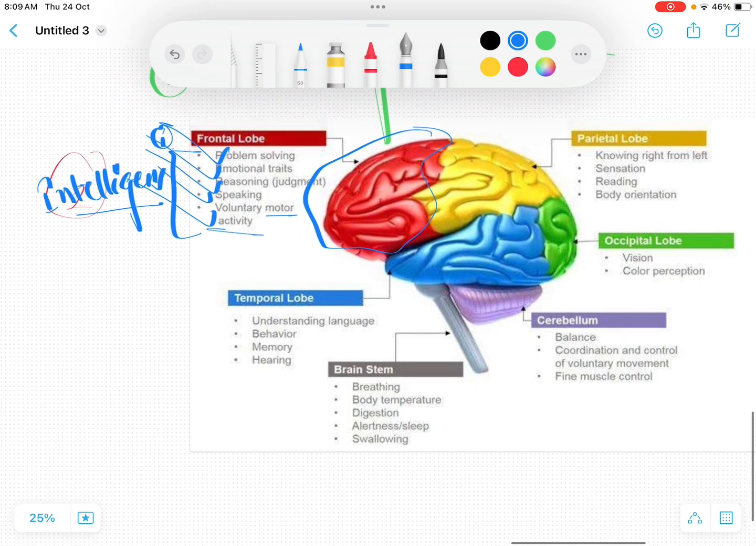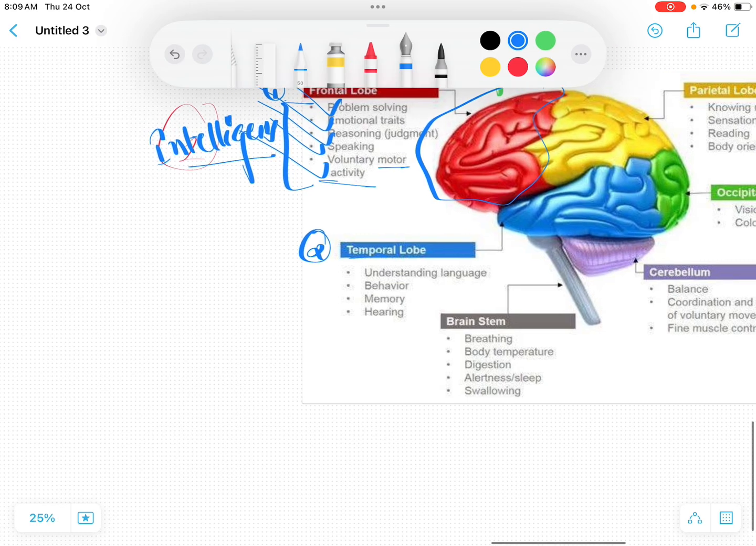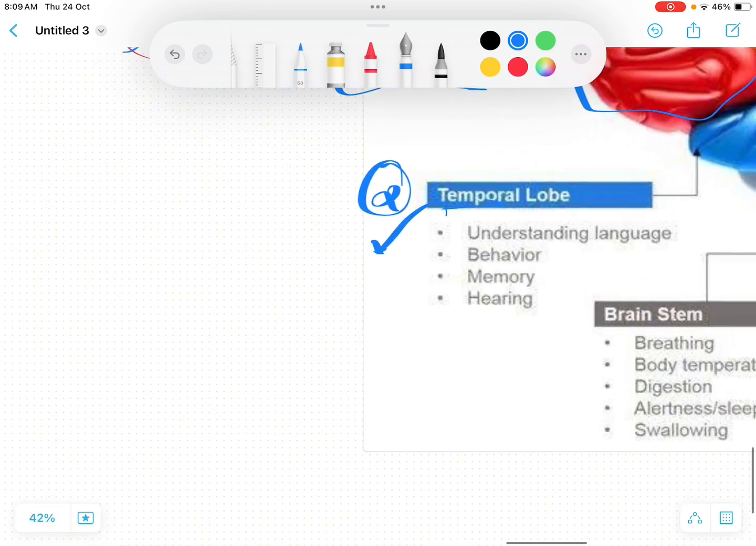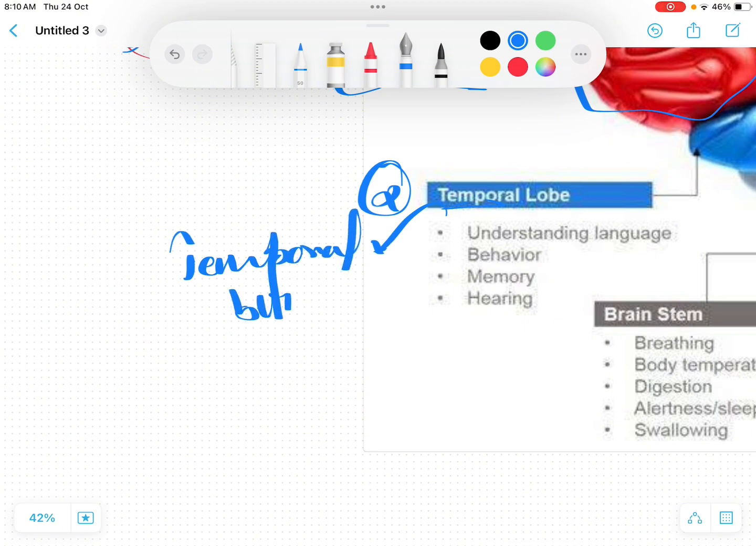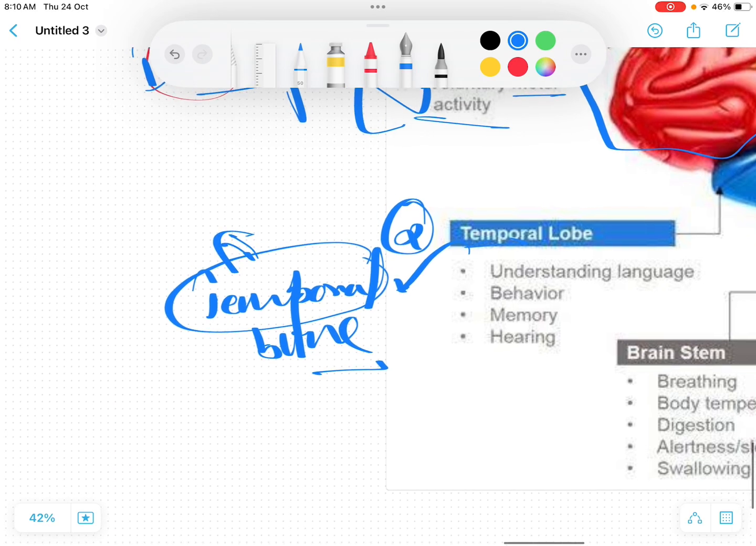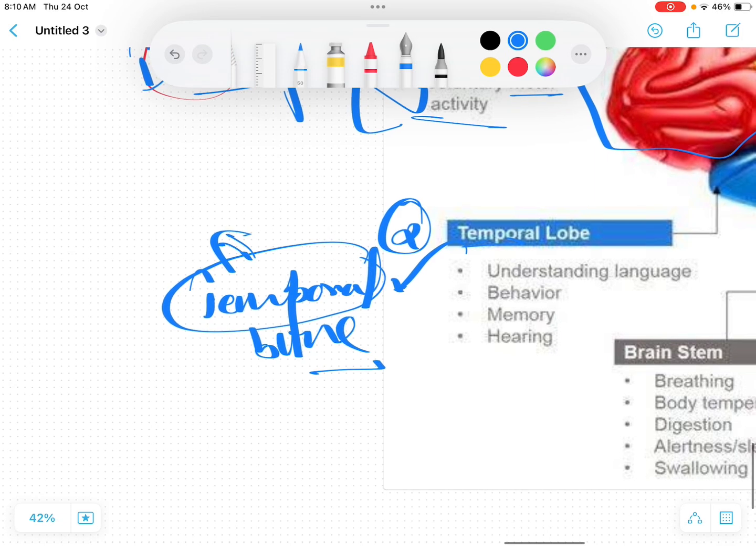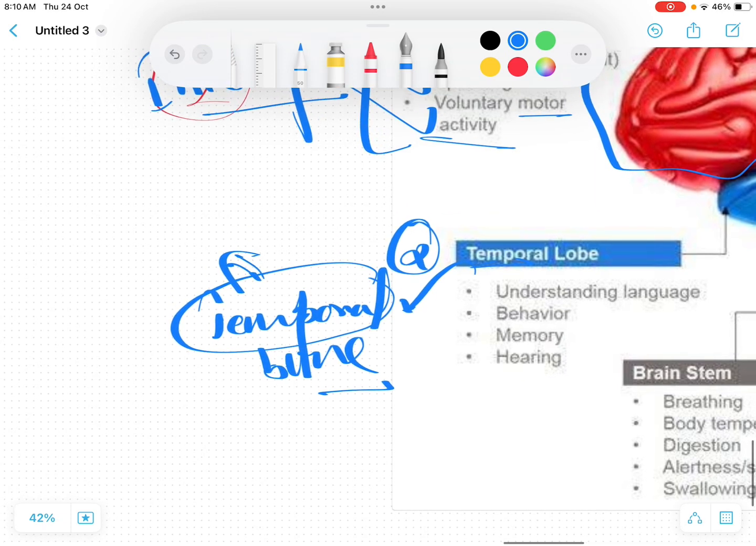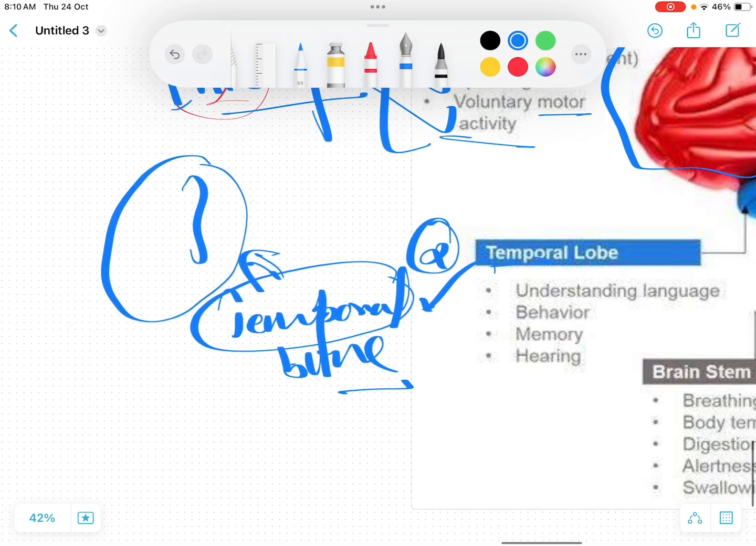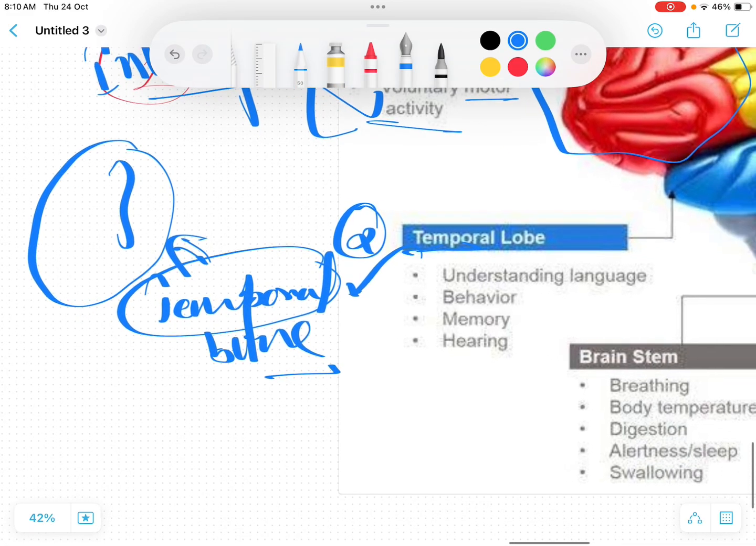The second one is the temporal lobe. Temporal is the region on the inner side of the ear. It's also called the temporal bone. What does it do? The term temporal refers to the region peripheral to the ear. So that region is the temporal region, okay?